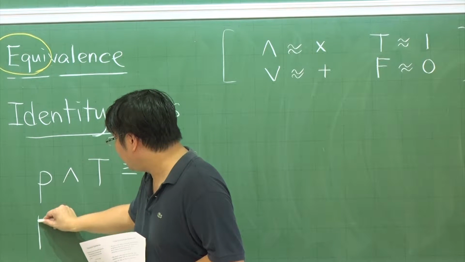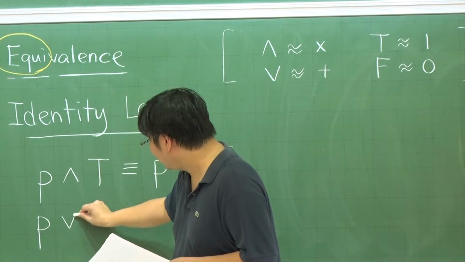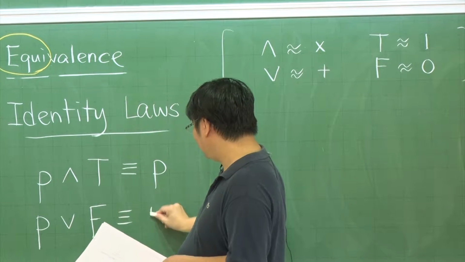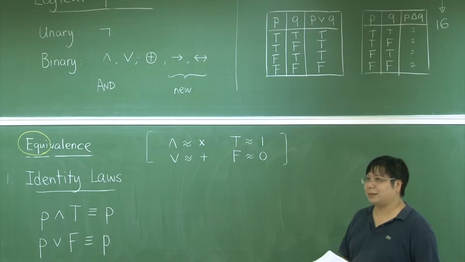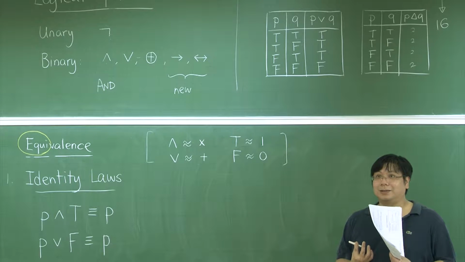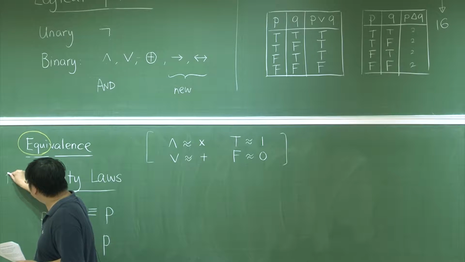Similarly, we have an identity law that corresponds to OR. P or F is still equal to P. Is that okay? It's like something plus 0 is equal to itself. So the first one, identity law, done.